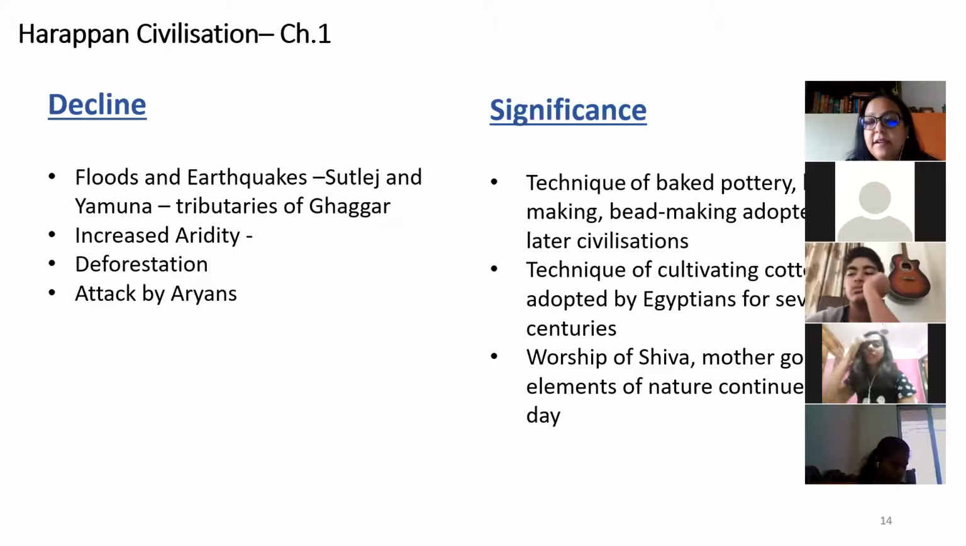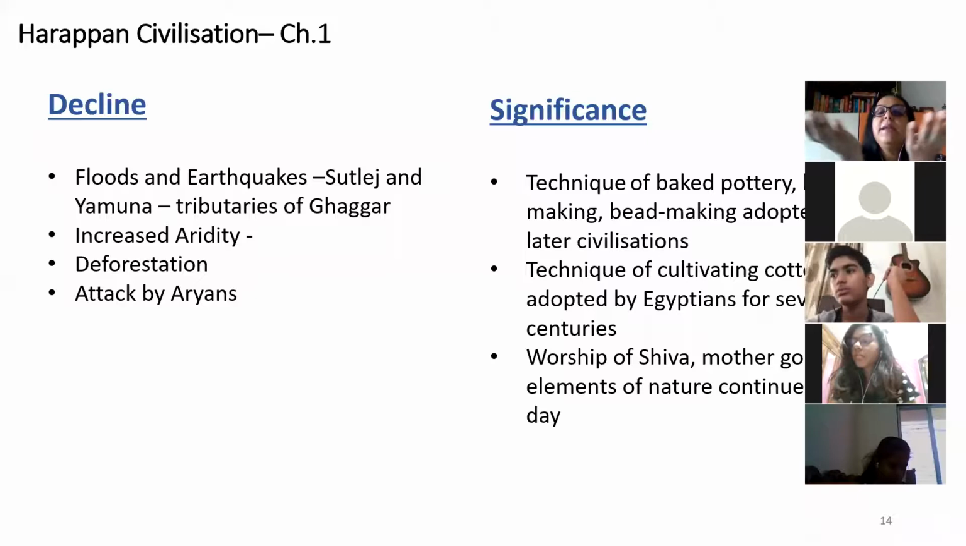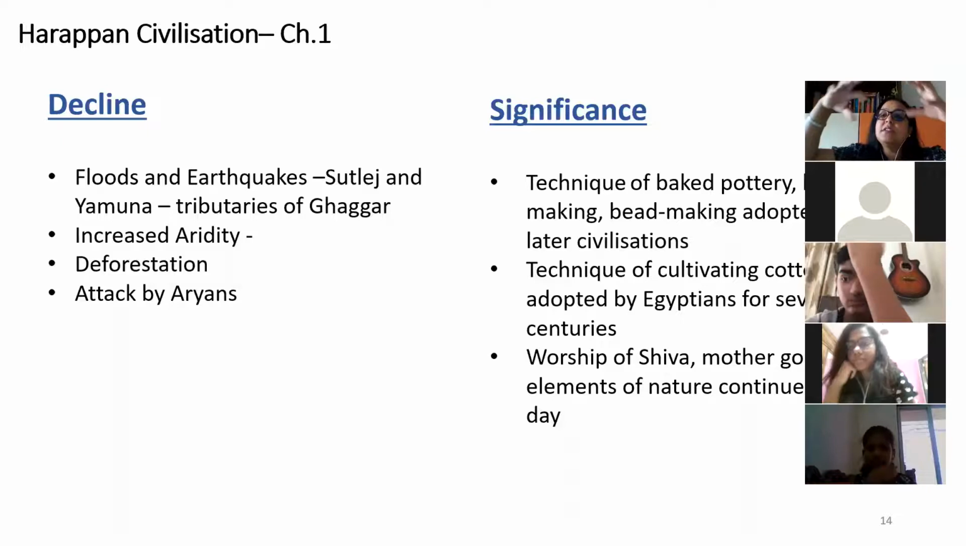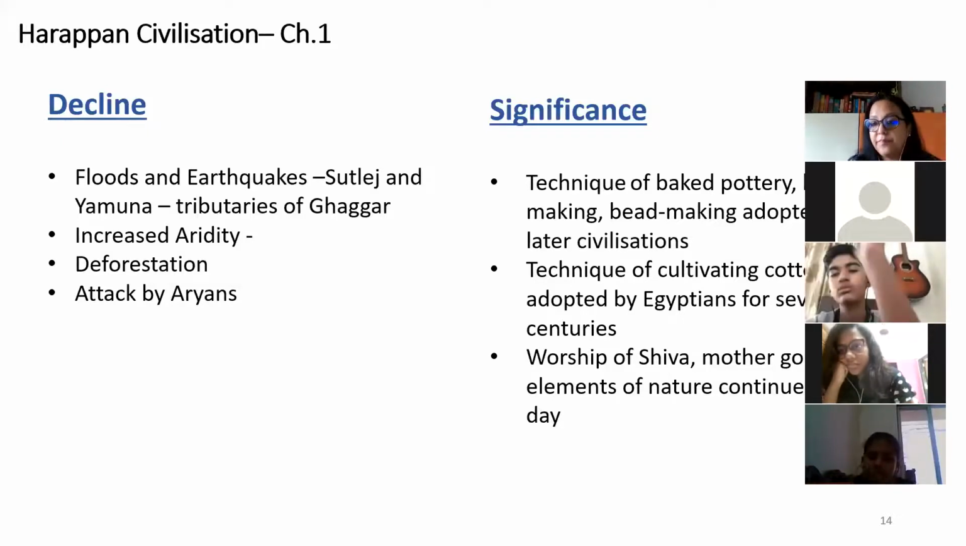Tectonic plate disturbances. Tectonic plates under the earth keep on shifting. In geography, you would have read all these things. There are tectonic plates under the surface of the earth which move. When these tectonic plates move, sometimes the courses of the river also change.